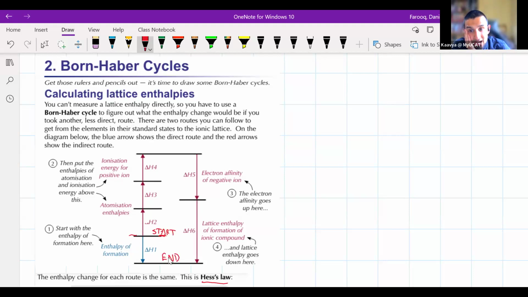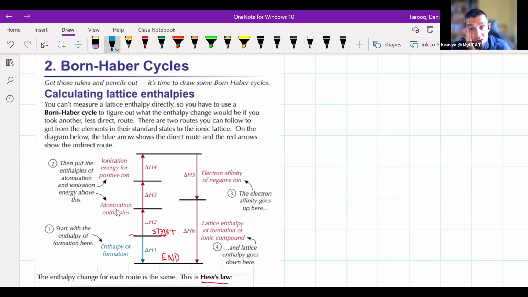So there's 2 ways to get from the start to the end. There's the blue route, which is here. And then there's the red route, which is the long way around. It looks like the long way around because there's a lot of steps, but the energy is the same, because you're ending at the same start and the same end point. So the enthalpy change, I should say, is the same. So H1 is going to equal H2 plus H3 plus H4 plus H5 plus H6.